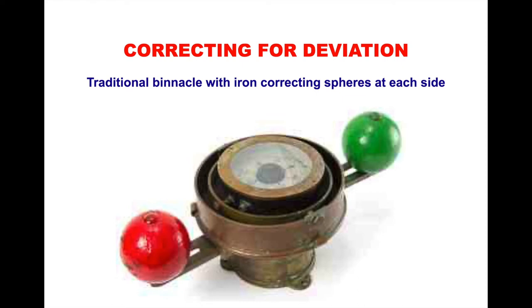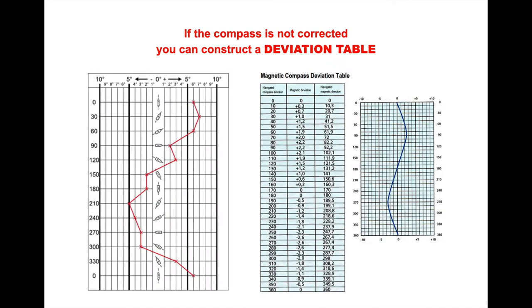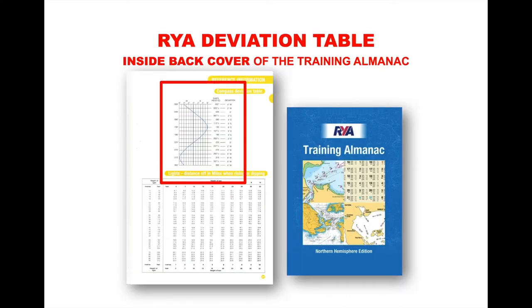Correcting for deviation, a traditional binnacle will have iron correcting spheres on each side. If the compass is not corrected, you can have a deviation table. So your deviation table will show you how much the deviation is affected on the vessel. As you change course, your deviation will slightly change. So there is an RWA deviation table, which is on the inside back cover of our training almanac, and it goes through the ship's head and what the deviation is.